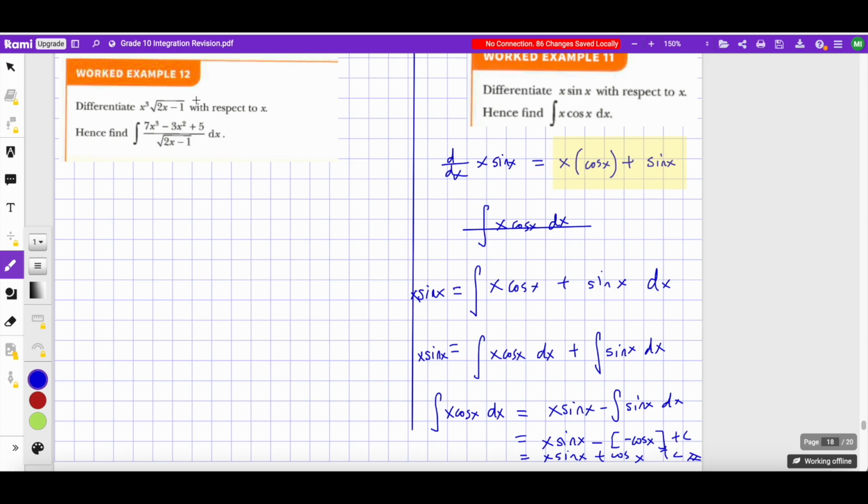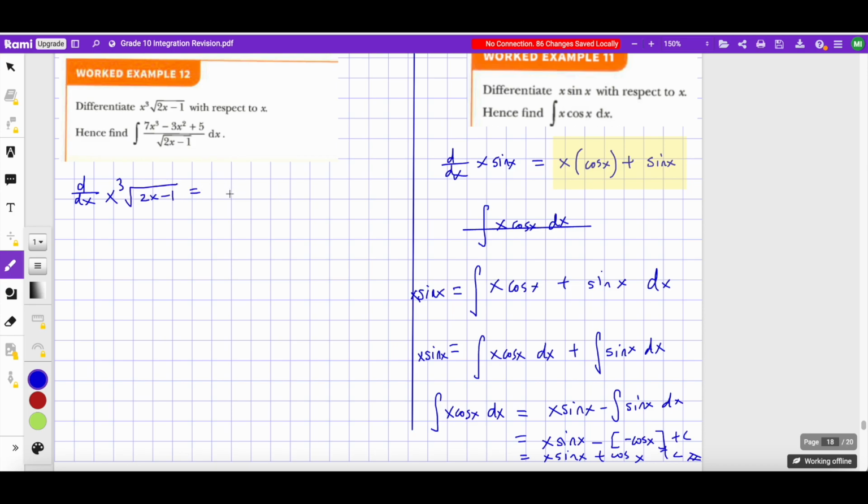All right, example 12. So we want to differentiate that first term, and then we're going to integrate something quite similar to what we're going to differentiate. All right, so let's differentiate that. So we will use, in this case, the product rule to help us to differentiate.